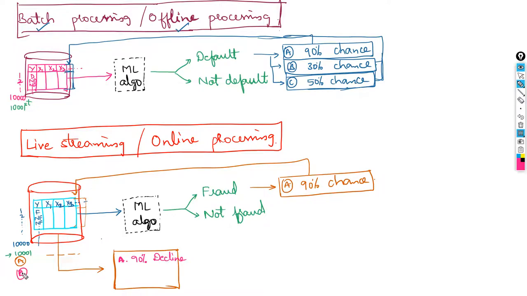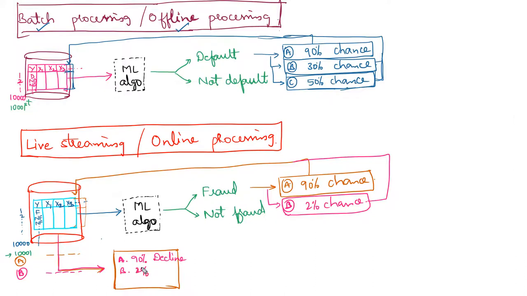Then say customer B has done another transaction. Real time, as in how the transactions are happening, you take that data, pass it through your machine learning algorithm, and then you get the results. So this time the results say that there is only a 2% chance that the credit card transaction is fraudulent. So once again, you take this information, write it back to your database, and then immediately, within milliseconds, display it on the dashboard.